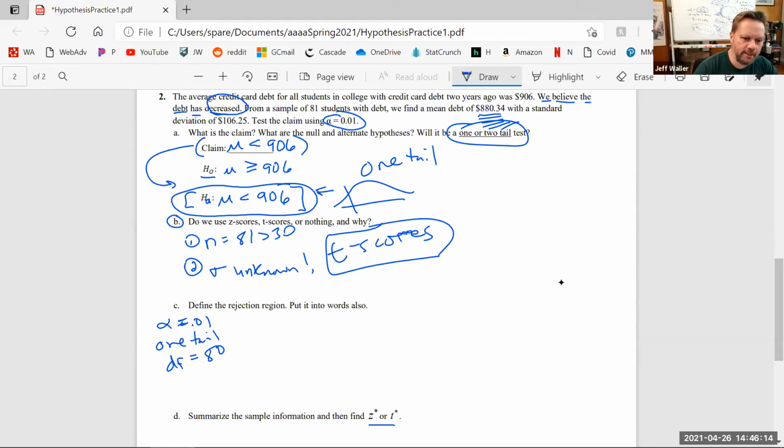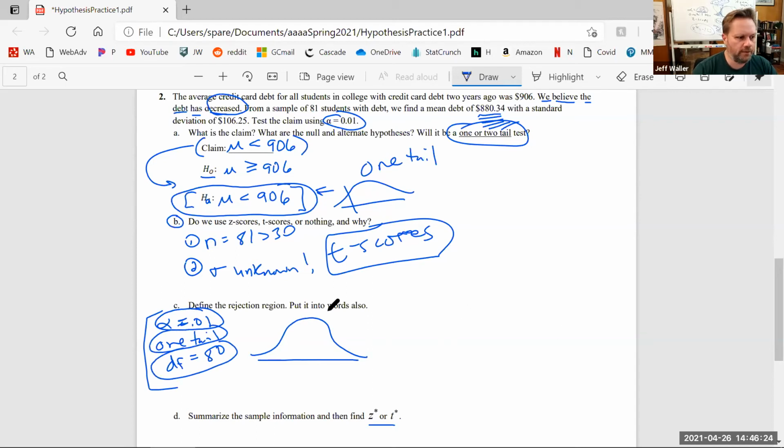So this is what I know. It's going to help me figure out what this T-score is. So when you look up 0.01, one tail, and you stop at 80, what do you see? What do you get for the t-score? 2.374.